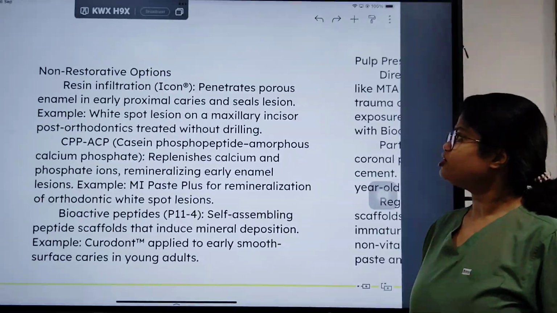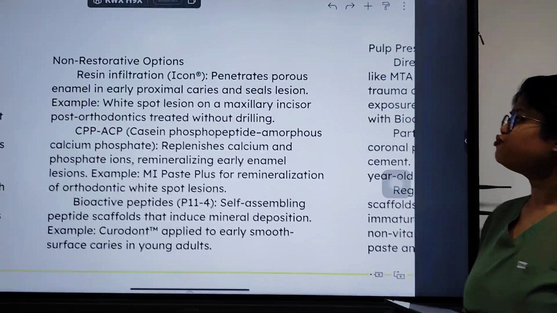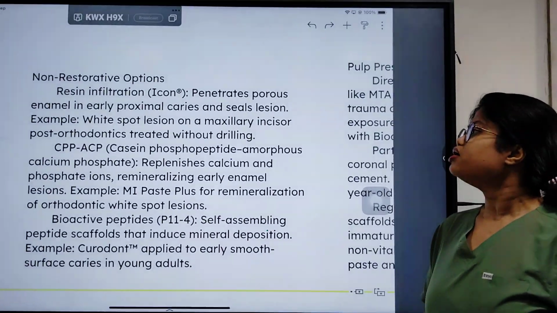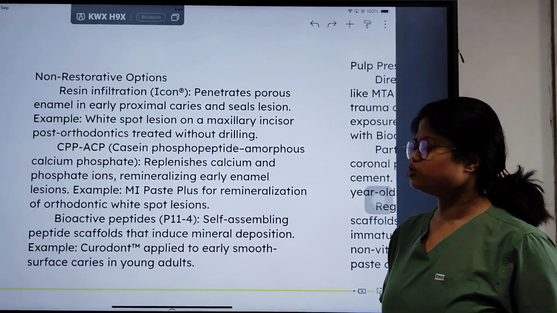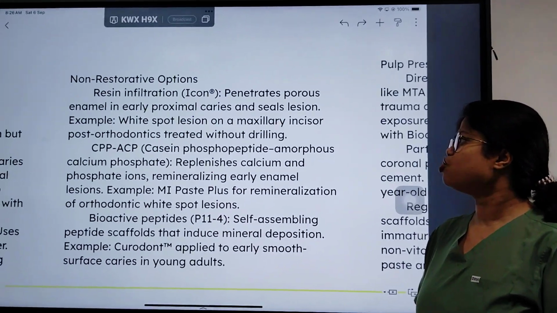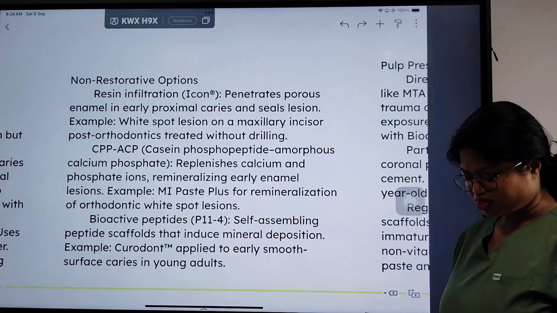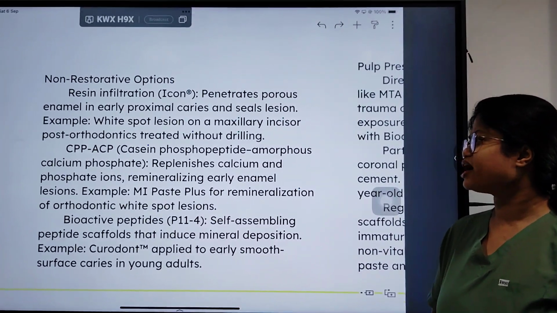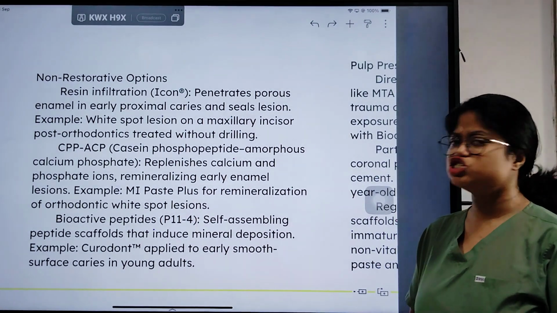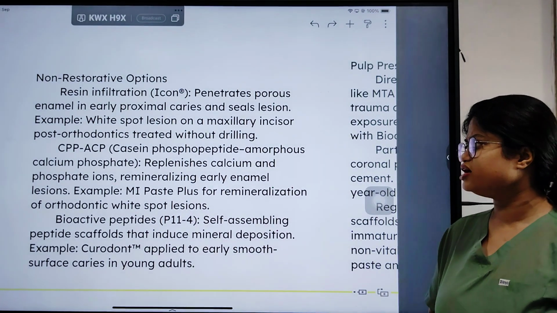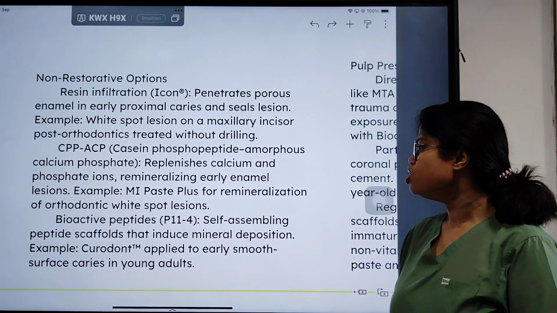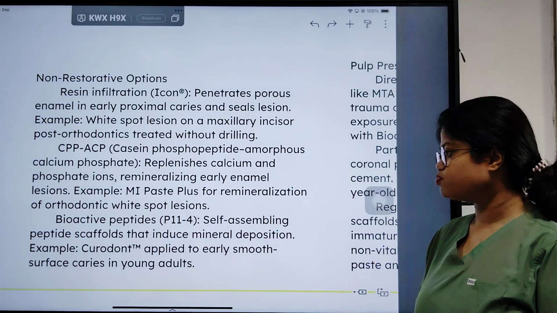Coming to the non-restorative options, we can use resin infiltration, such as Icon, available in the market, that penetrates porous enamel in early proximal caries and white spot lesions. It is used for white spot lesions on the maxillary incisors post-orthodontics, treated without drilling. Casein phosphopeptide amorphous calcium phosphate, CPP-ACP, is recently being used to replenish calcium and phosphate ions, remineralizing early enamel lesions, in the form of MI Paste Plus, that is commercially available for remineralization of orthodontic white spot lesions.